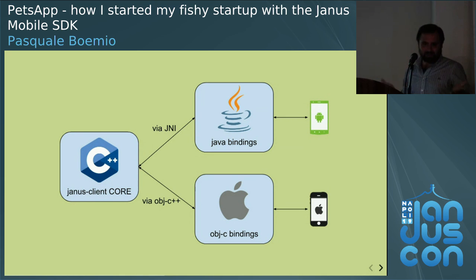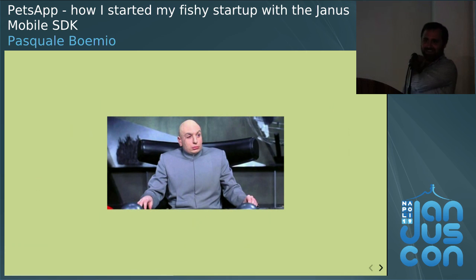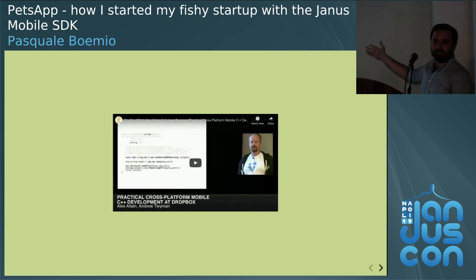And have you ever tried to integrate C++ in Java with JNI? Okay, that's how JNI code looks like. It's evil. It's very, very, very bad. So I was wandering on my balcony one night, and I was scrolling YouTube, and the god of the YouTube recommendation system offered me this video. It's about two guys from Dropbox, talking about practical cross-platform mobile C++ development at Dropbox. Cool, it's what I need.